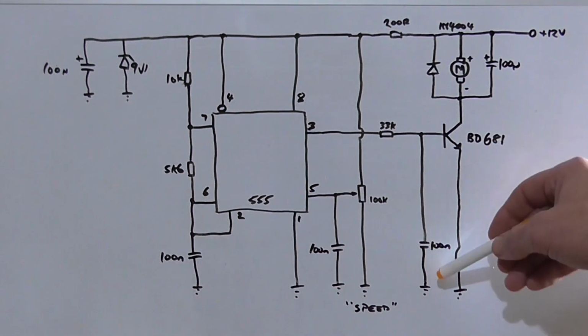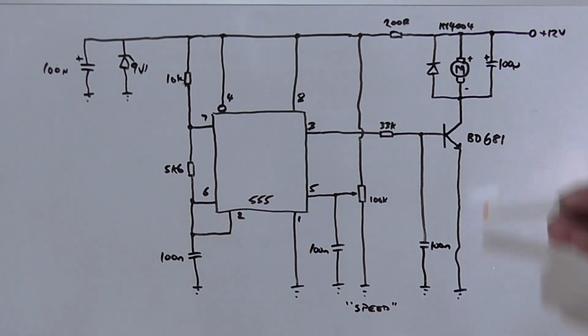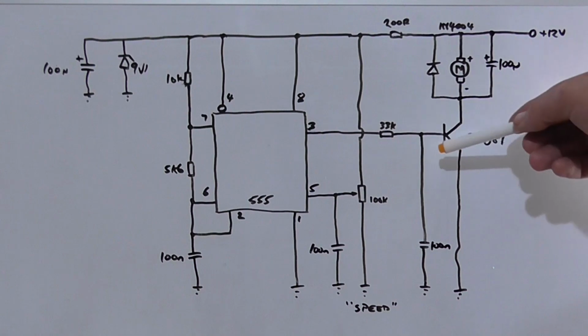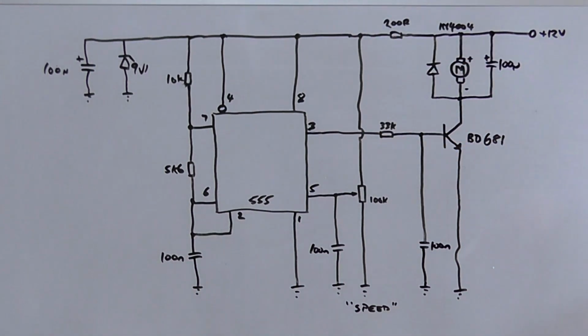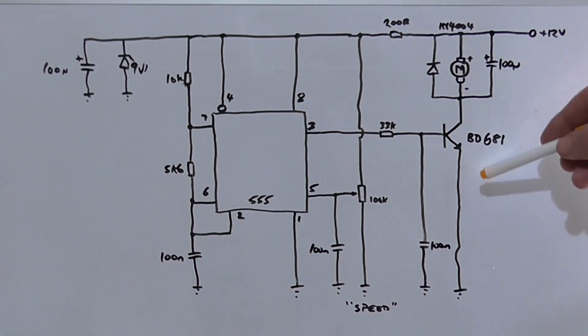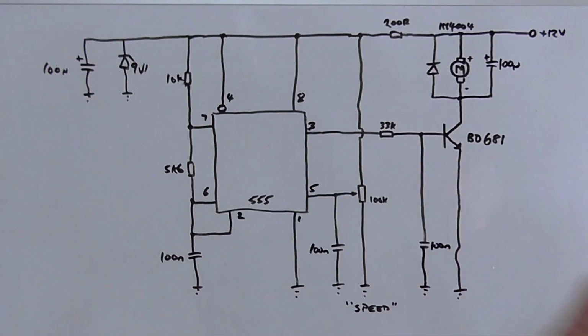So adding this capacitor in here between the base and ground just helps filter the output and keep this transistor stable, so it does actually work and control the speed of the motor over a linear range of the rotation of the pot.